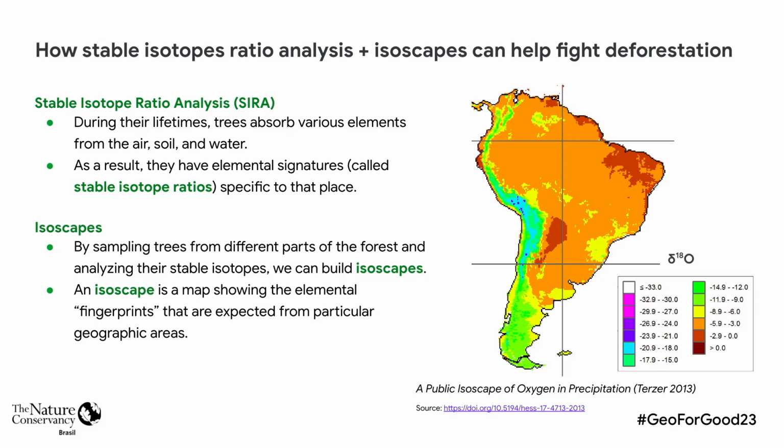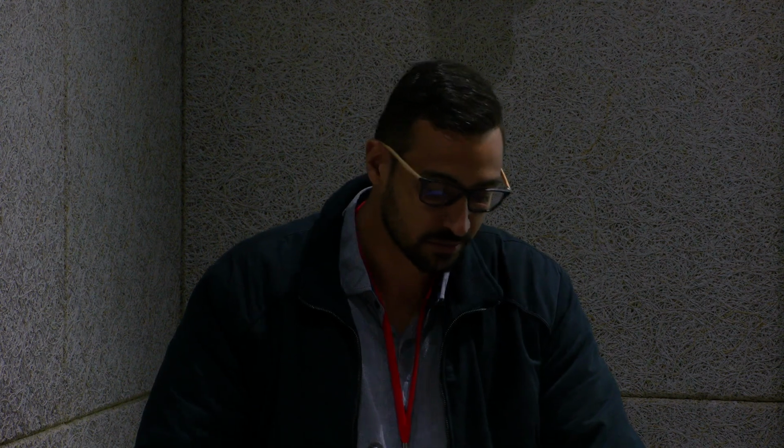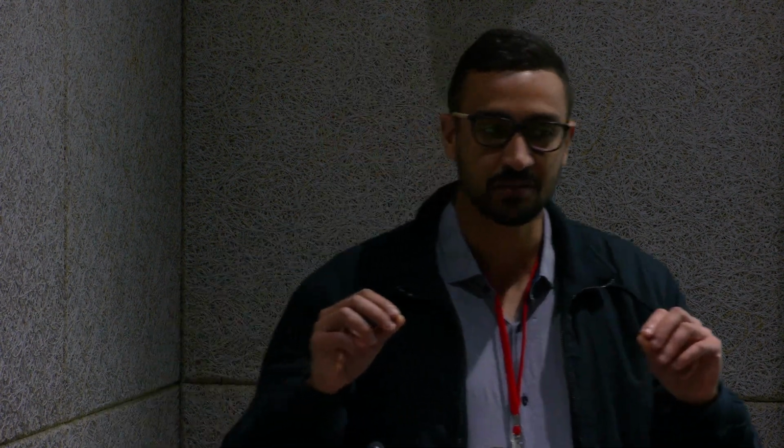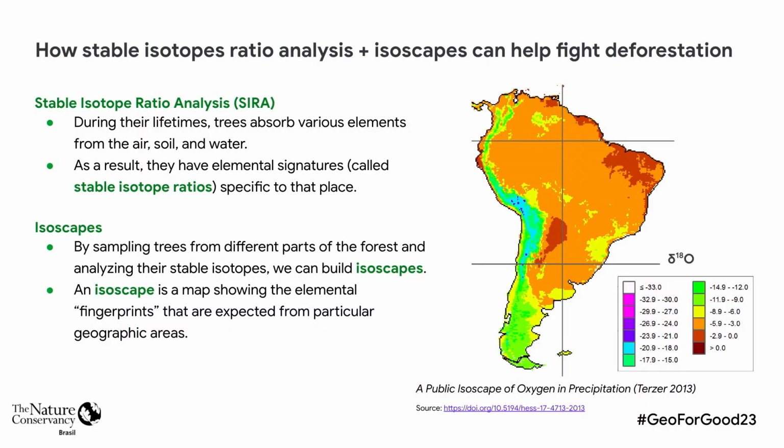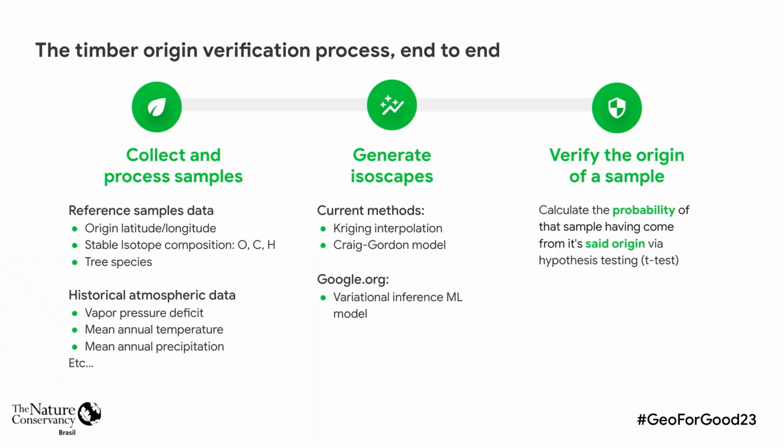So here, briefly, I will try to explain a very complex scientific topic, but basically, we are talking about isotopes. Imagine that a tree, during its lifetime, absorbs air, soil, and water. As a result, we have an elemental signature of the tree. And if you have a forest with various trees, you can build something like an isoscape. So it's something like a footprint of the tree. This kind of footprint can help us address the relationship with origin.